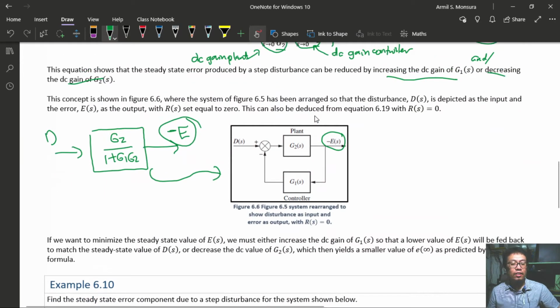Okay. So ngayon, maipapakita natin dito na kapag we increase the DC gain of G1, okay, it would lead to a lower value of error being fed back here. Okay, so magiging mababa yung error na may feedback here. Okay, so or kung i-decrease nyo naman yung DC gain nito, okay, it would result to a smaller value ng steady state error.